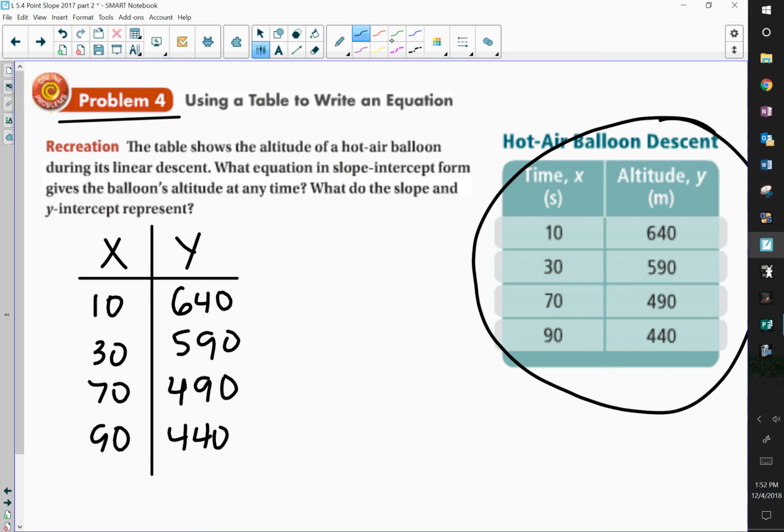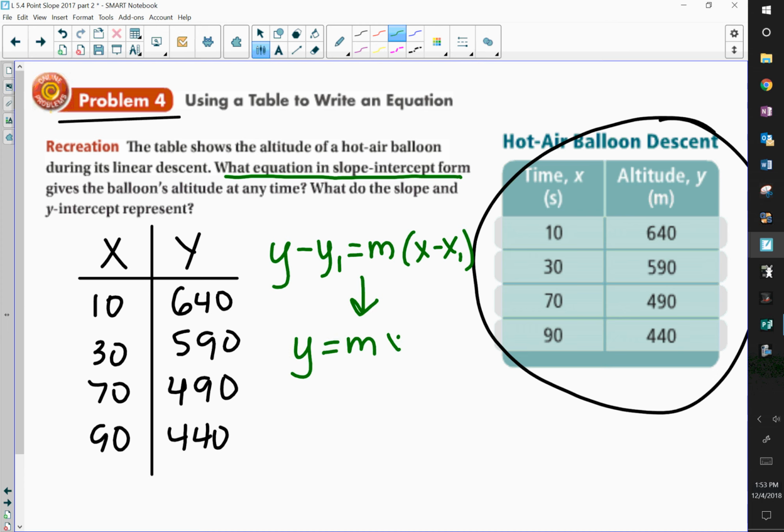So if you read the problem carefully, it says the table shows the altitude of a hot air balloon during its linear descent. What is the equation in slope-intercept form? So the trick here is that we're going to write an equation first in point-slope form. That's what we've been looking at in this lesson. And then we're going to transform that equation into slope-intercept form.